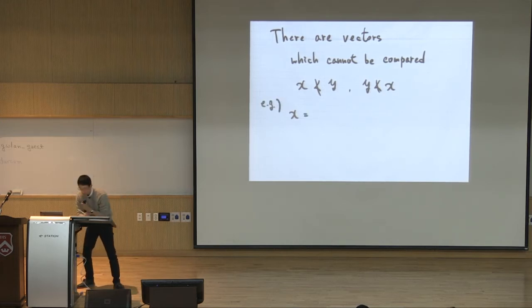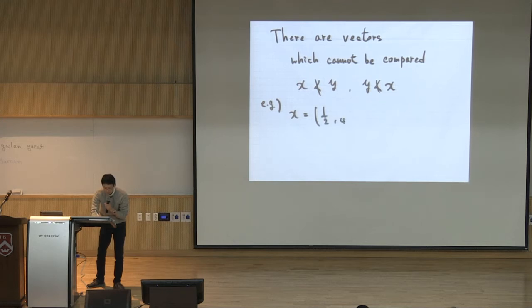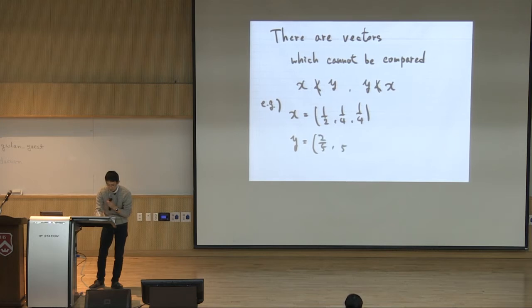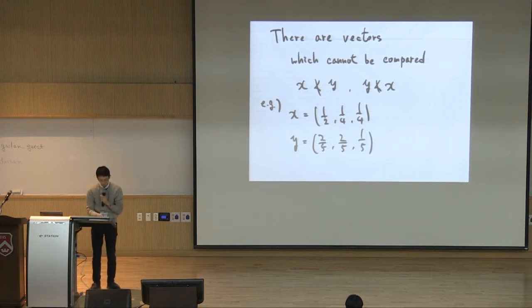Suppose X is a three-dimensional vector of this form, and y is of this form. You can check that, suppose the first entry of x is greater than the first entry of y. So when k is equal to 1, you want to compare x1 and y1. x1 is 1/2, which is greater than 2/5. So this is y1.